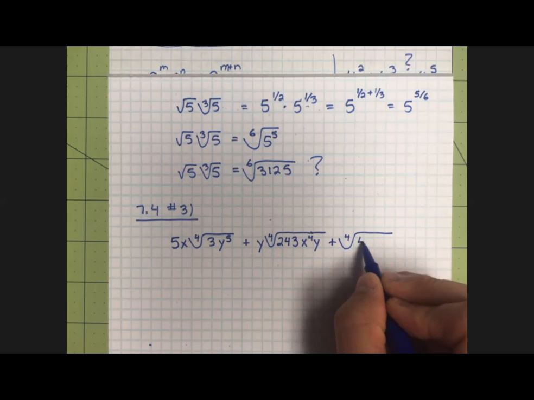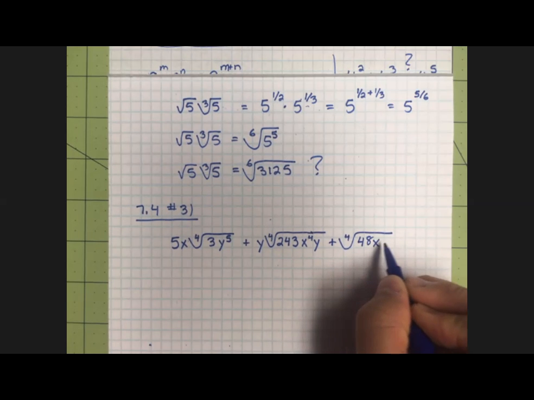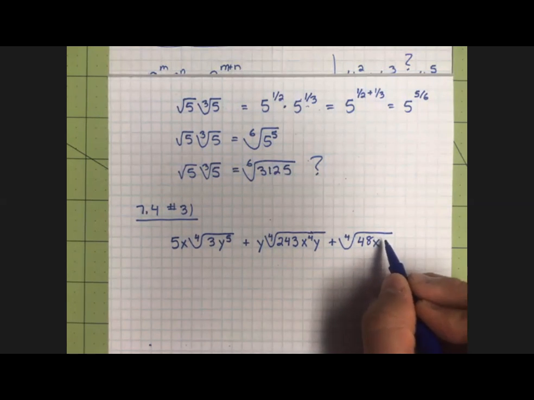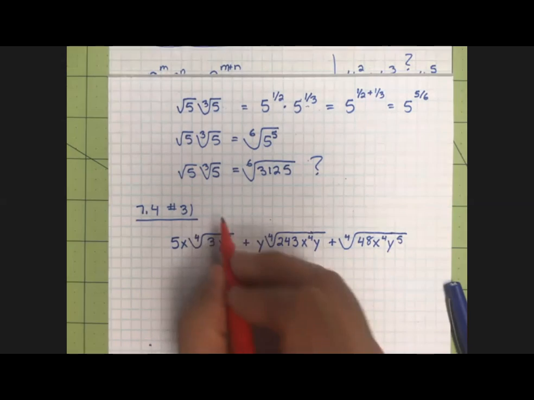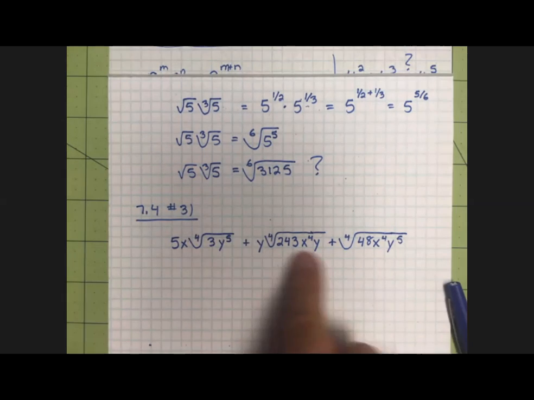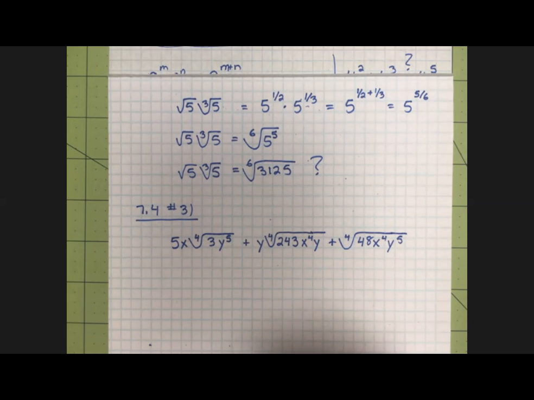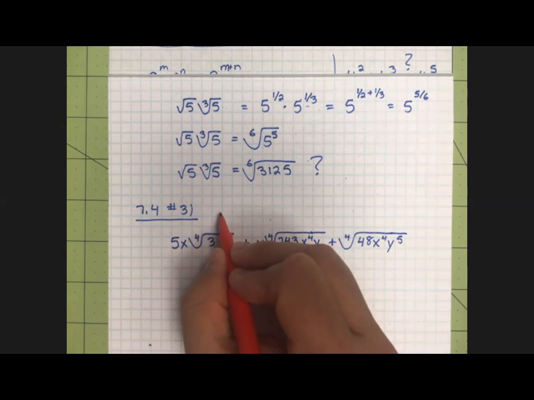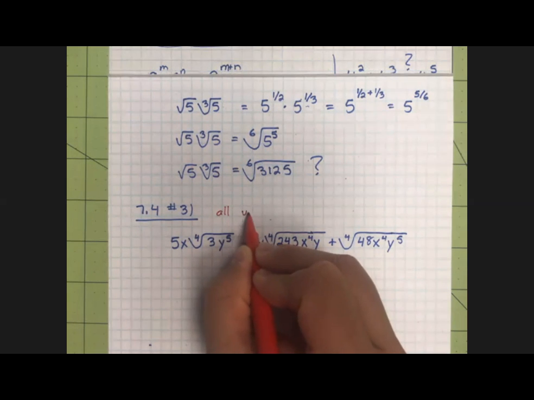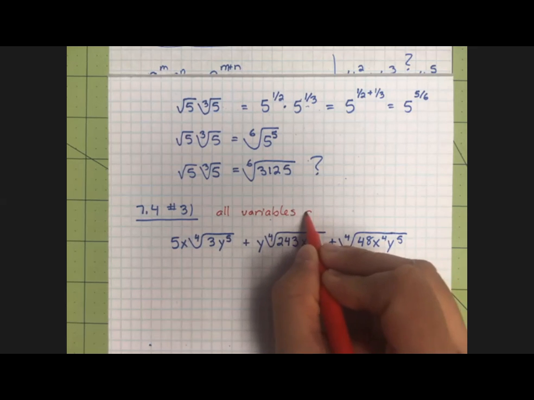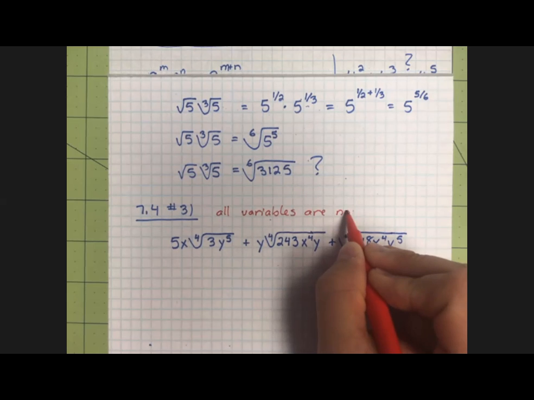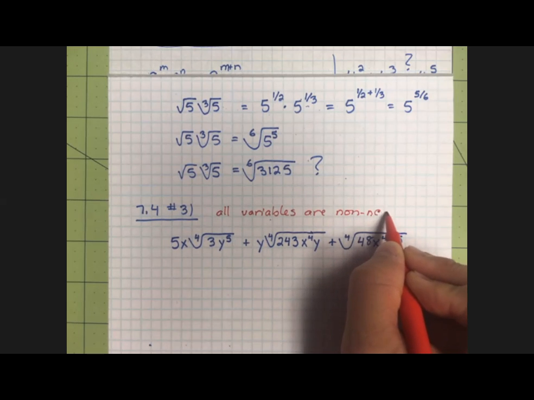$48, x to the 4th, y to the 5th. Yeah, so when you copy these problems, always make sure you copy them very carefully. If you get one of these numbers wrong, then it probably ruins the combinations. And again, we're allowed to assume all variables, these were in the instructions to the problem, are non-negative.